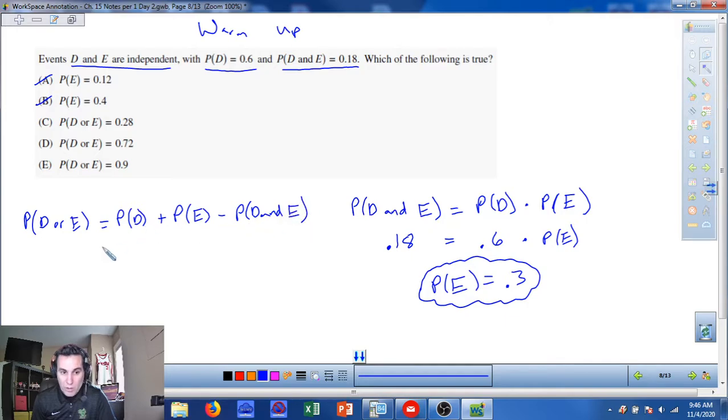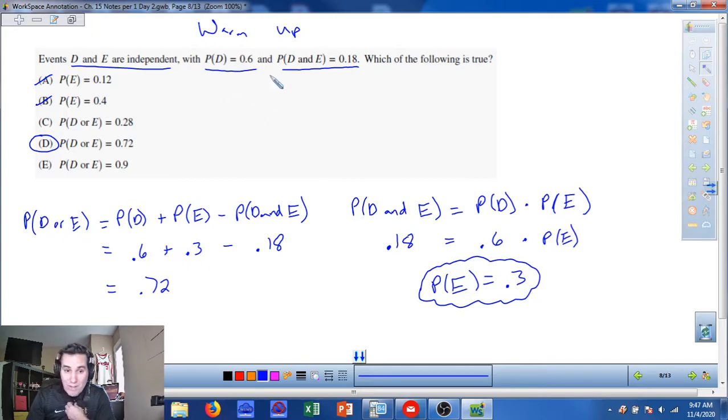So what do we know? Well, we know D is 0.6. We know E is 0.3. And we know that D and E was 0.18. So we actually know everything in there. So you go ahead and work that out. And when you work that out, you get 0.72. So the correct answer should have been D, 0.72. So that's how I would have done that problem instead of a Venn diagram.